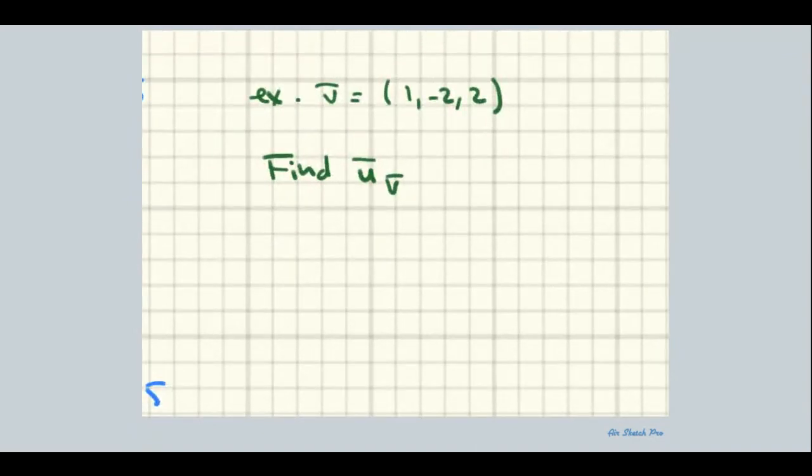Now, I can find the length without any trouble, right? To find the length in 3 space, you just add up all the squares and take the square root. To find the length in 4 space, you add up all the squares and take the square root. In 5 space, no matter how many dimensions you are, you just add up all the squares, and once you've added up all the squares, you take the square root.